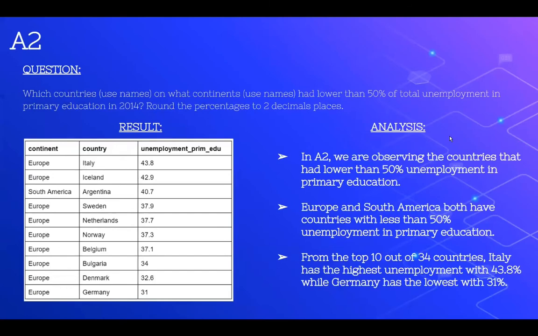For question A2, we are analyzing which countries on which continents had lower than 50% of total unemployment in primary education in the year 2014. From the results of our analysis, Europe and South America both have countries with less than 50% unemployment in primary education. From the top 10 out of 34 countries, Italy has the highest unemployment with 43.8%, while Germany has the lowest with only 31%.